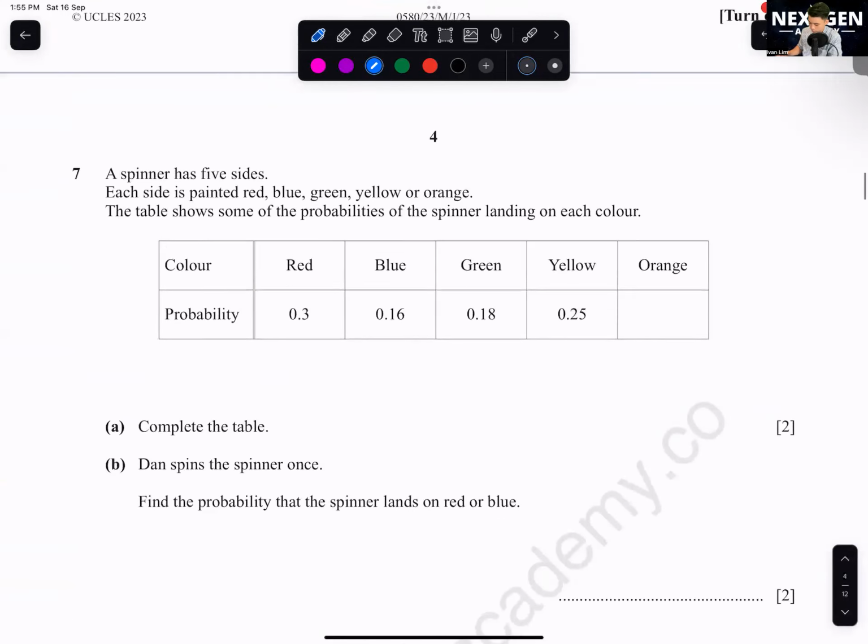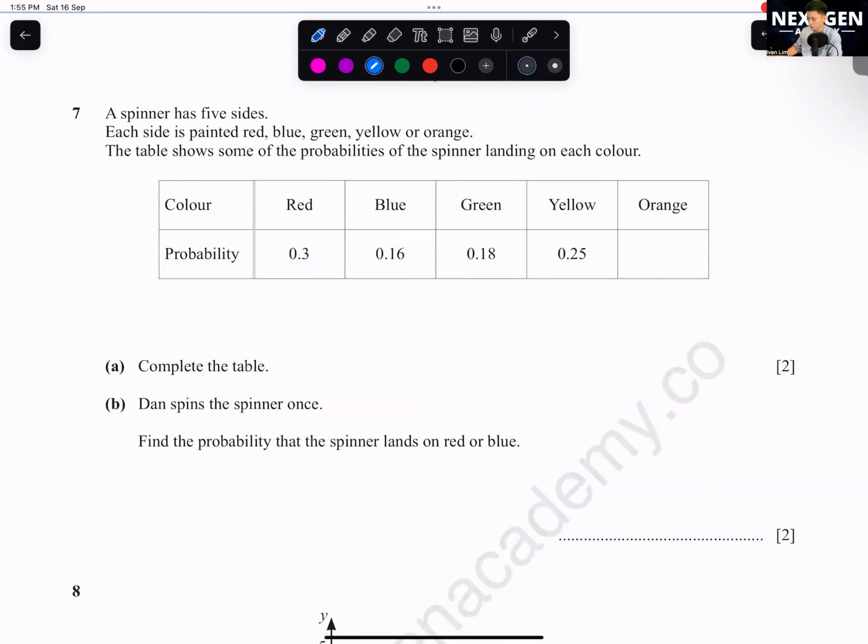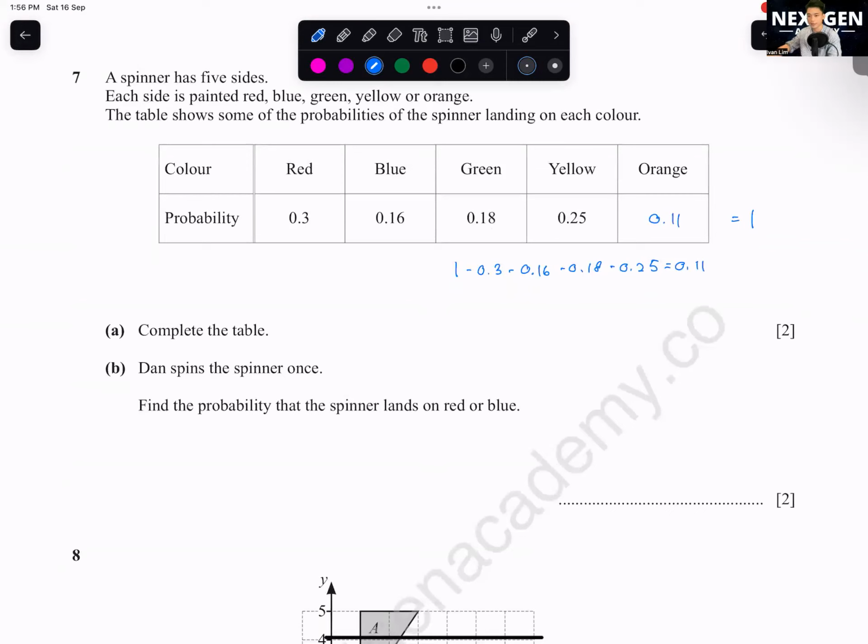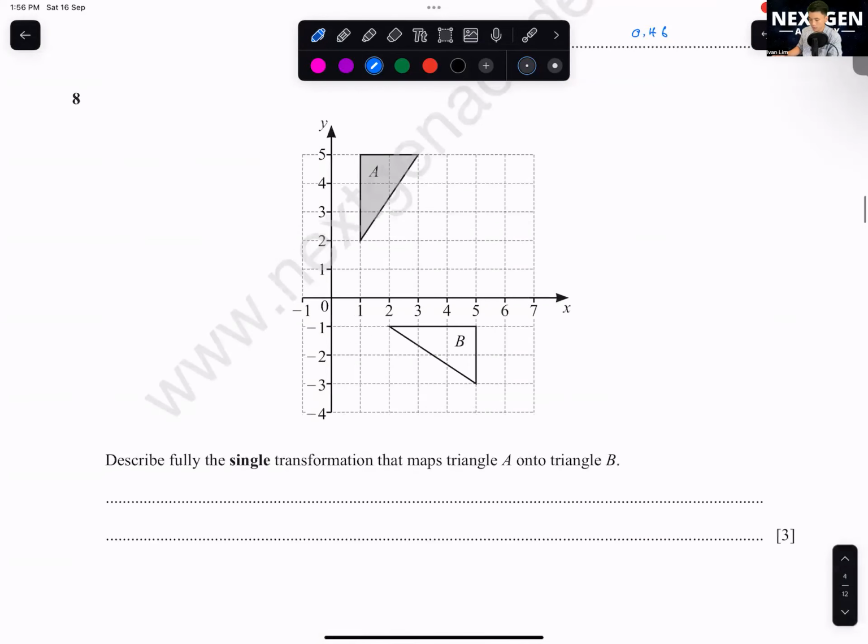Question 7. Complete the table. The total added up together should equal 1. So to find the empty one, you take 1 minus all the probabilities here. Minus 0.18, minus 0.25, equals 0.11. Question B, you spin the spinner once, find the probability that the spinner lands on red or blue. Red or blue, 0.3 and 0.16. Add it up, you get 0.46.